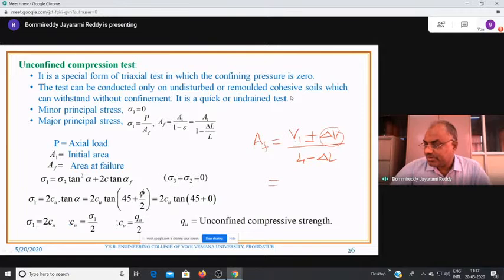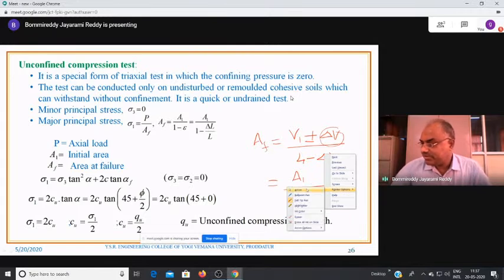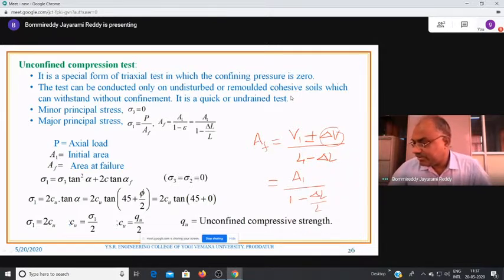You can look at V1 by L is nothing but A1, and L1 by L1 is nothing but 1 minus delta L divided by L1. This is how the area of the failure is obtained in case of the unconfined compression test. So this equation is also derived from the previous one, in which the delta V value is equal to 0.